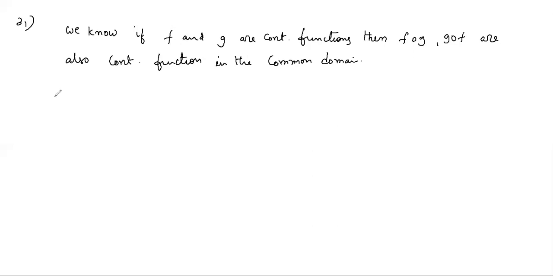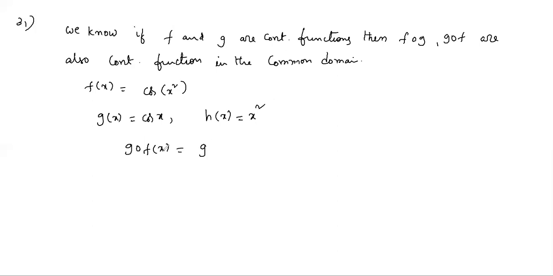So for example, if you take here the given function f of x equal to cos x squared. So this is a composite function of two functions. One is cos x and another function is x squared. So g circle h of x, g of h of x, g of x squared, so cos of x squared.